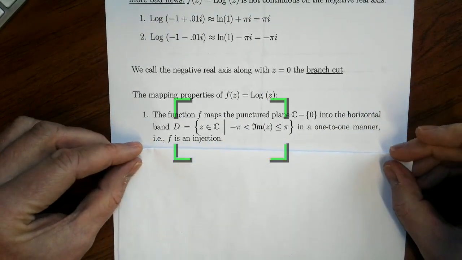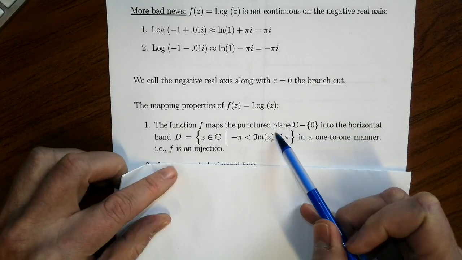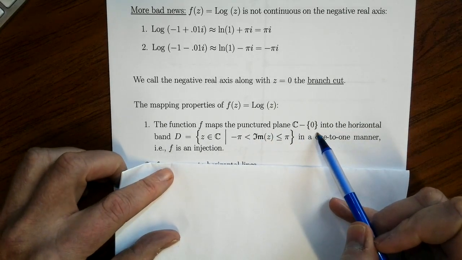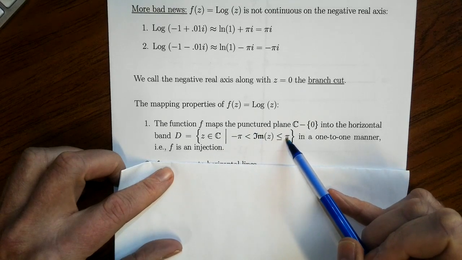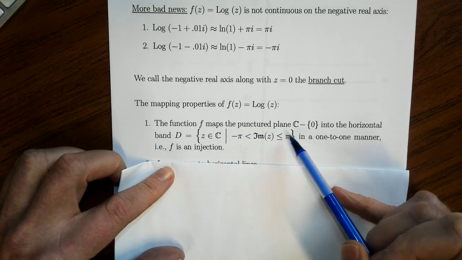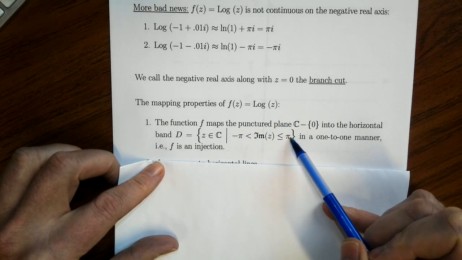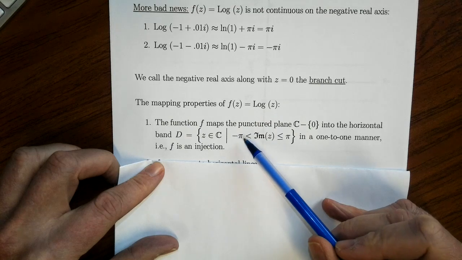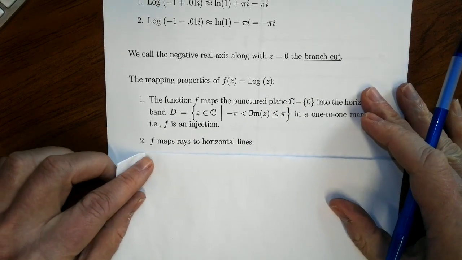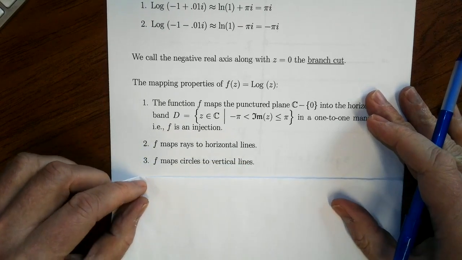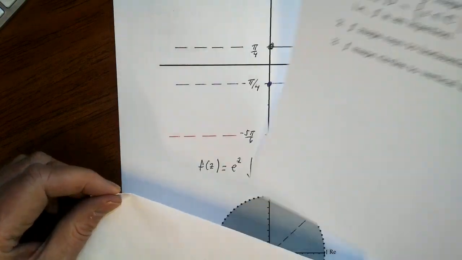Let's talk about the mapping properties of the log briefly. The log maps the punctured plane, C without the origin, into the horizontal band where the imaginary part is between pi and negative pi. And this is actually done in a one-to-one manner. F is an injection. And again, the imaginary part has to be between minus pi and pi. F maps rays to horizontal lines. F maps circles to vertical lines. Here's a picture.